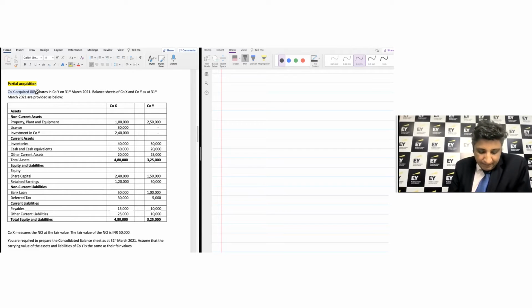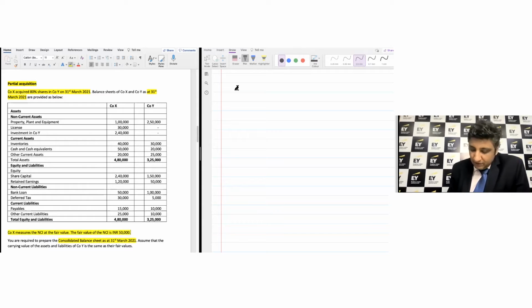It says company X acquired 80% shares in company Y on 31st of March 2021. The balance sheets are given for the same date, which suggests that the acquisition is done on the same date. It's also provided that we prepare the consolidated balance sheet as on 31st of March 2021. It mentions that company X measures the NCI at fair value, and the fair value of the NCI is given at 50,000 rupees. So how do we deal with that is the question now.